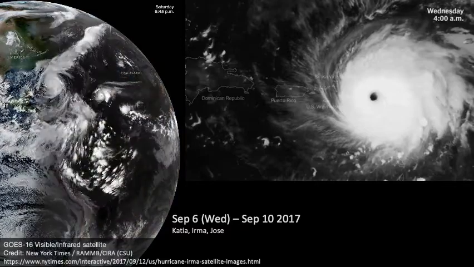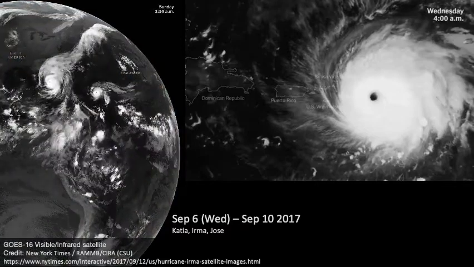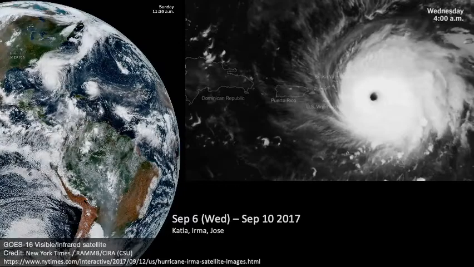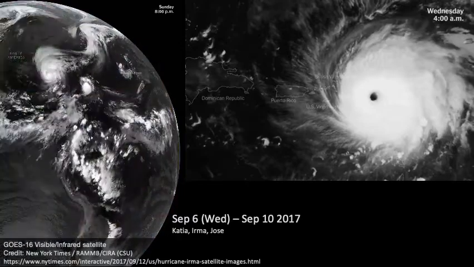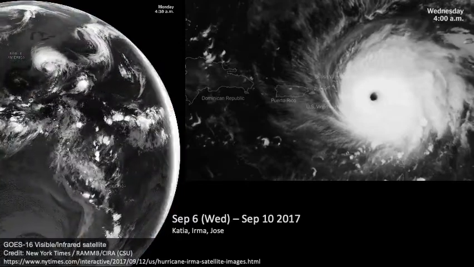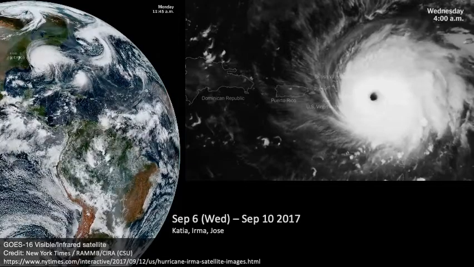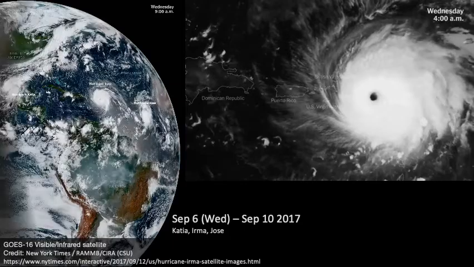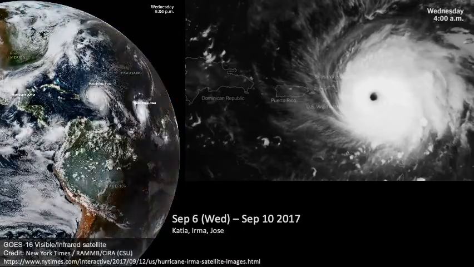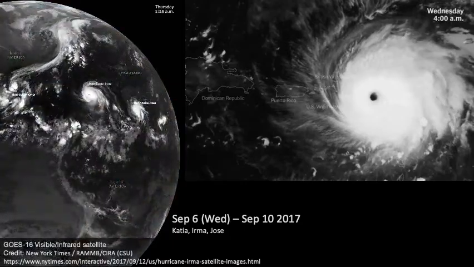Katia has since moved off, and is in the Gulf of Mexico. What you're really seeing in the whites are the cloud tops associated with these circulations, which are pretty remarkable. I'll play that one more time. And so you can see the kind of circular symmetry of these systems.